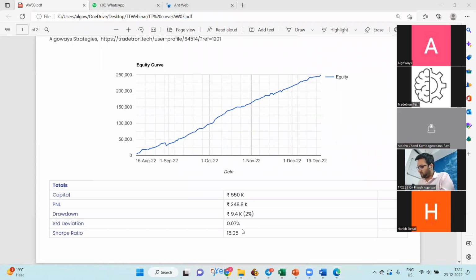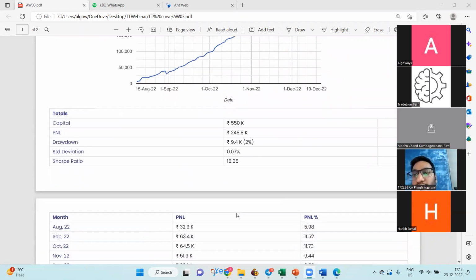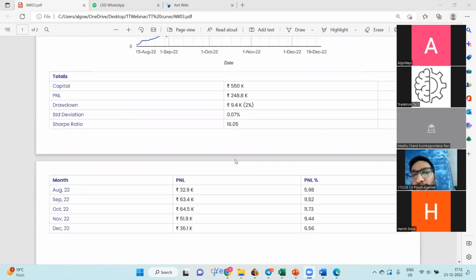Okay. So you can see this equity curve is almost a 45 degree straight line. If you go down, you will see that from 550K, in 3 months' time, it has given 50% return already, and the drawdown is 2%. And the Sharpe ratio is 16, which is unbelievable actually. It cannot happen in practical live trading.